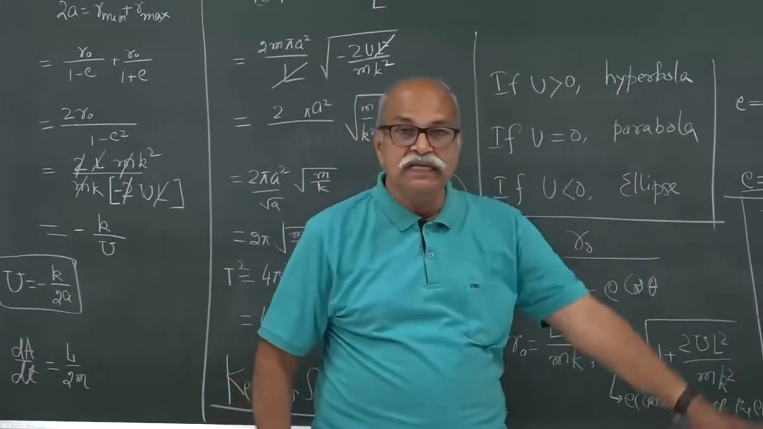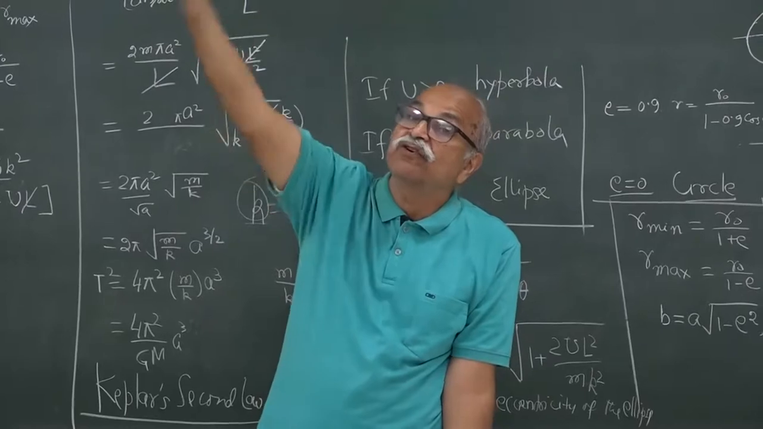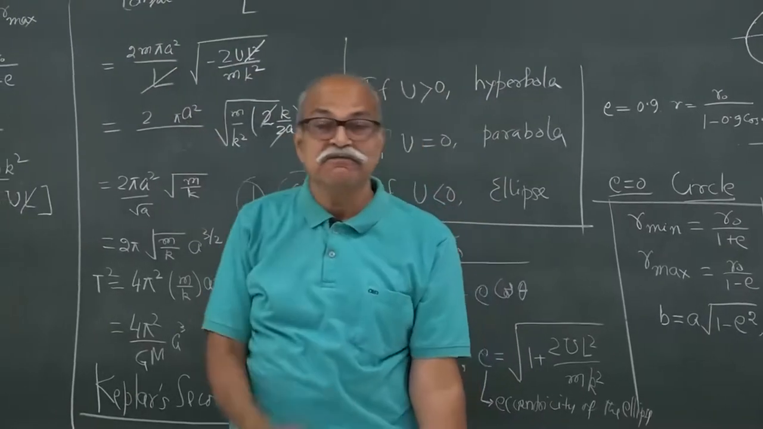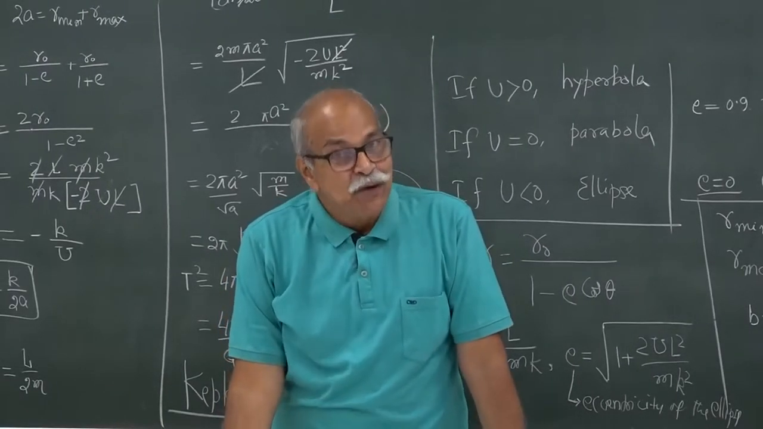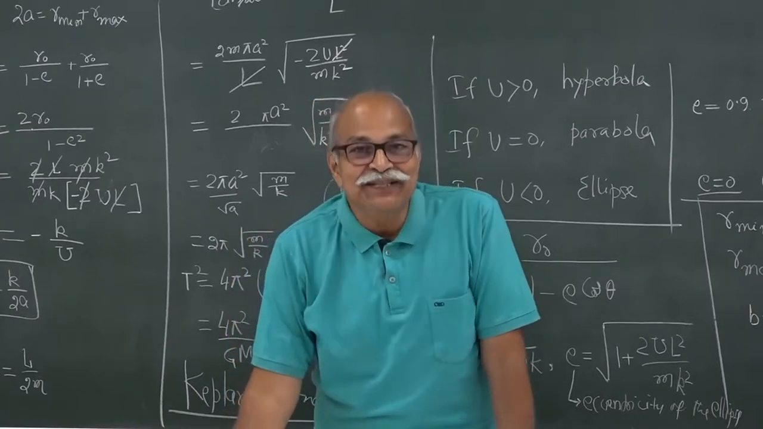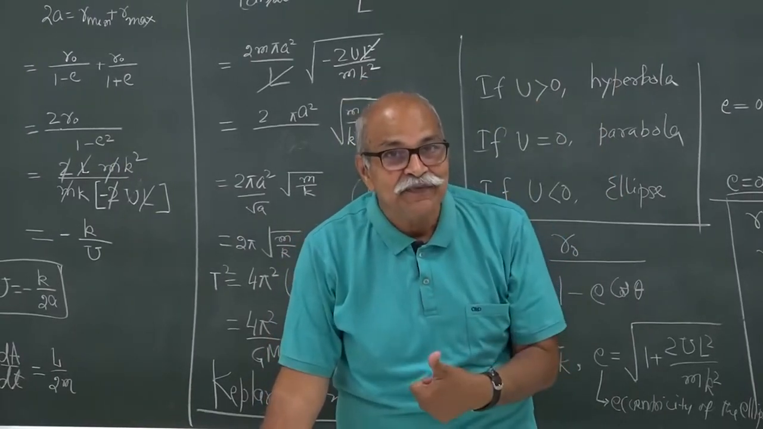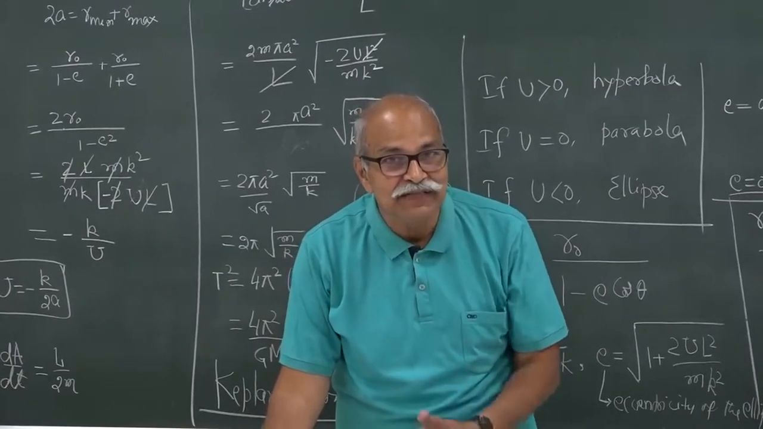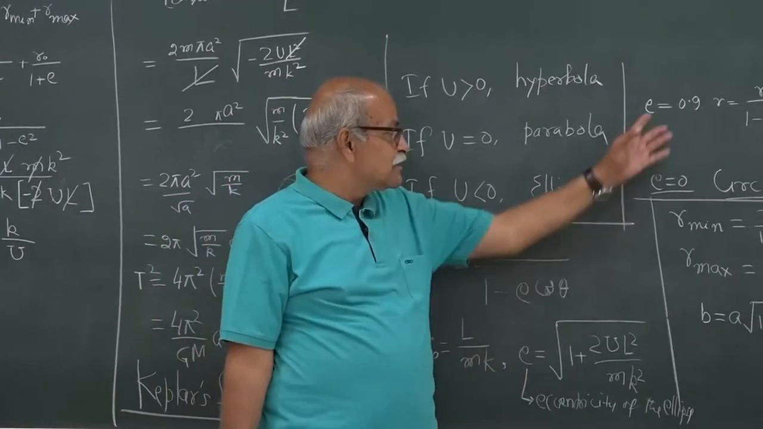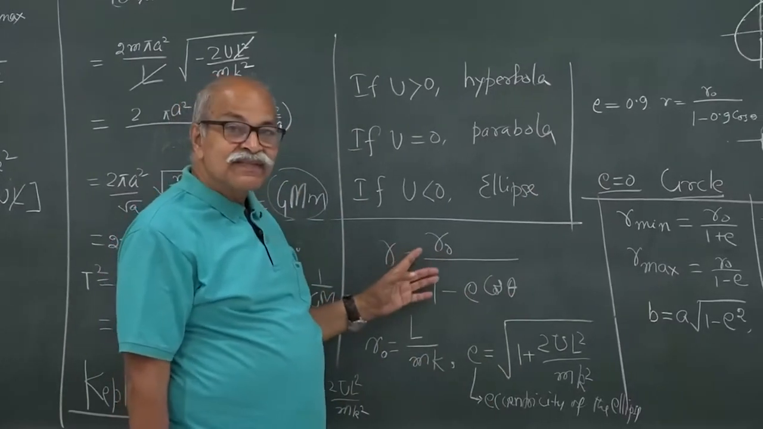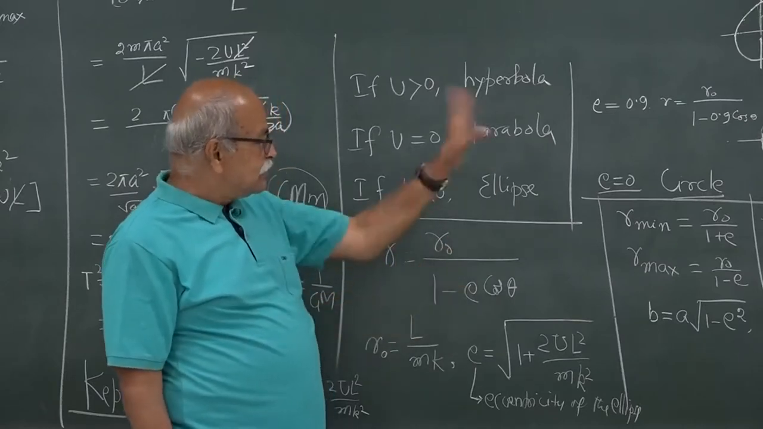Kepler described all these laws on the basis of observation of positions of planets at different times around the year. These observations were taken by Tycho Brahe, and Kepler analyzed those data, and from there he formulated these rules. The first law: all planets go in elliptical orbits with the sun at one of the foci, and that we understand now using all that algebra. We know that yes, this is the equation of the ellipse, and therefore the planet has to go on the ellipse and the sun will be at the focus.